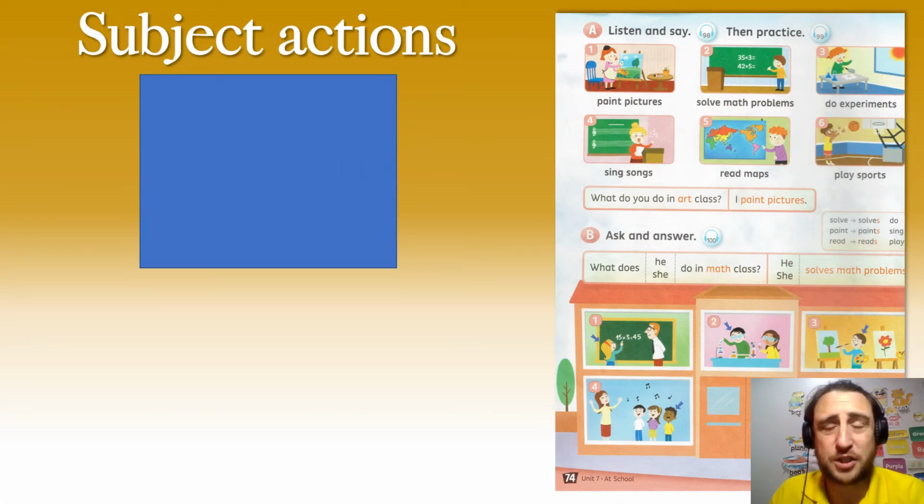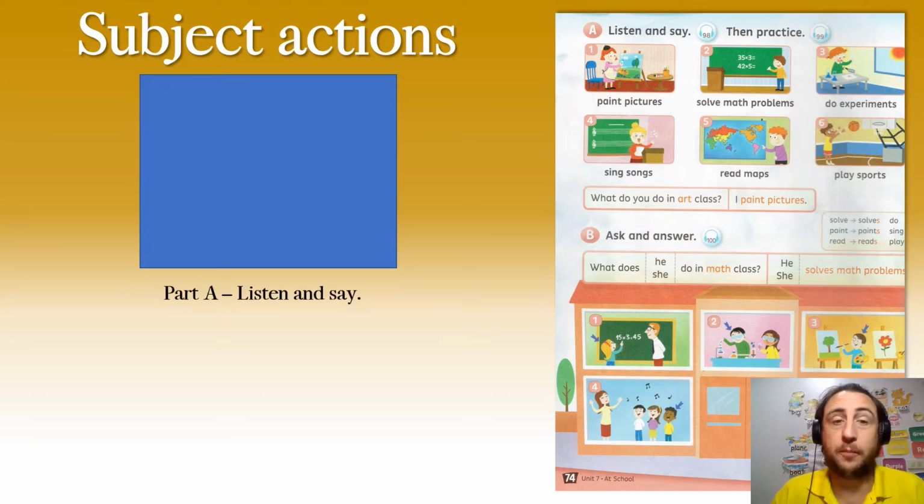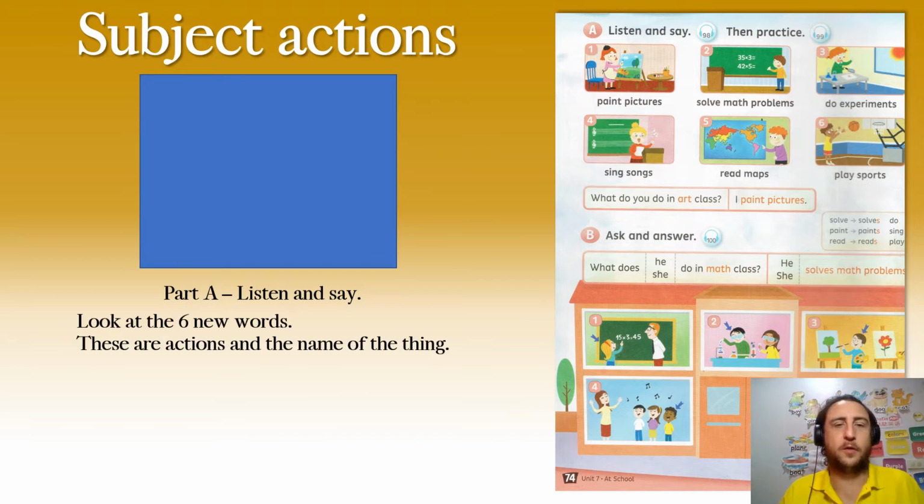Okay, this is page 74 of your student book. So you will need your student book and you will need to read along with me on page number 74. So we're going to look at part A. This is listen and say. So I'm going to speak, you need to listen, and then you need to speak with me. We speak together, okay? Practice. So look at the 6 new words. There are 6 new words here. These are actions and the name of the subject, okay?